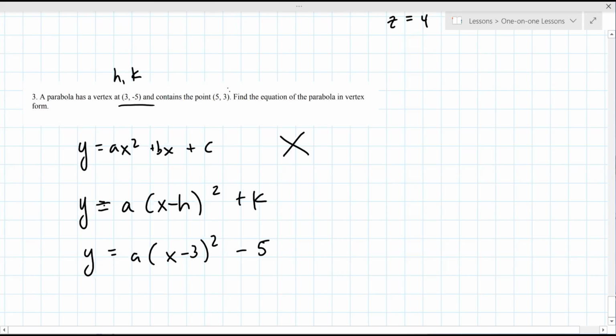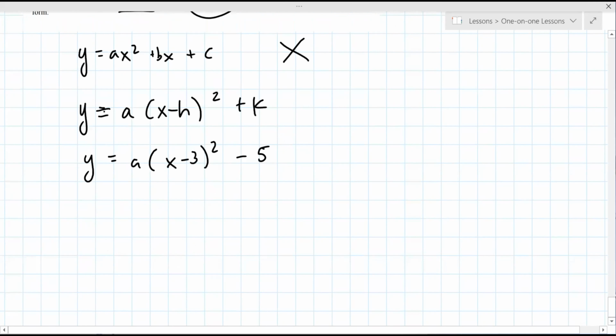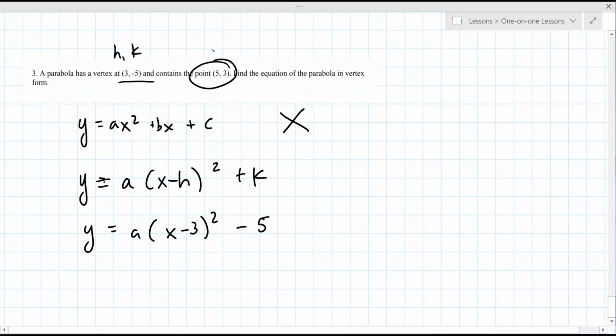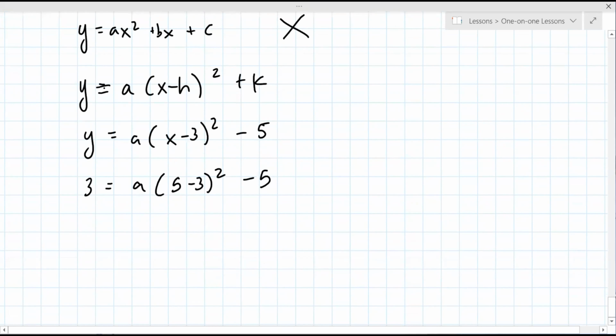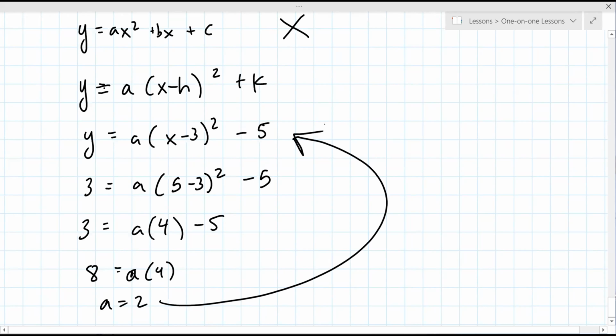We still need to find a, and that's where this other point comes in. This other point is an x comma y. So 3 equals a times (5 minus 3) squared minus 5. I just put those values in. So it's 3 equals a, 2 squared is 4, minus 5. If you add 5 to both sides, you get 8 equals a times 4. So we find that a is 2. You take that and put it back here to get your final answer: y equals 2(x minus 3) squared minus 5.